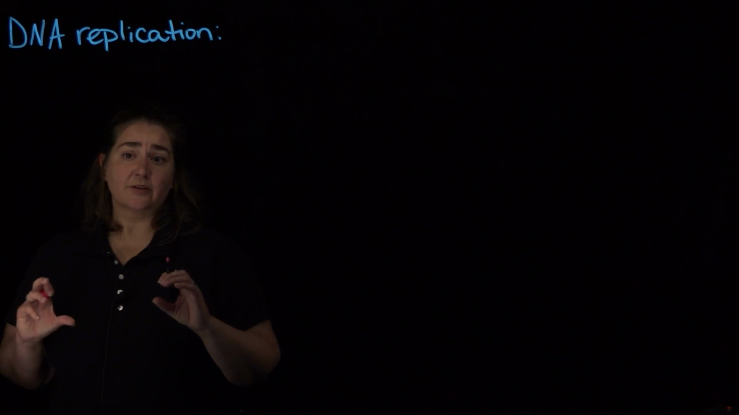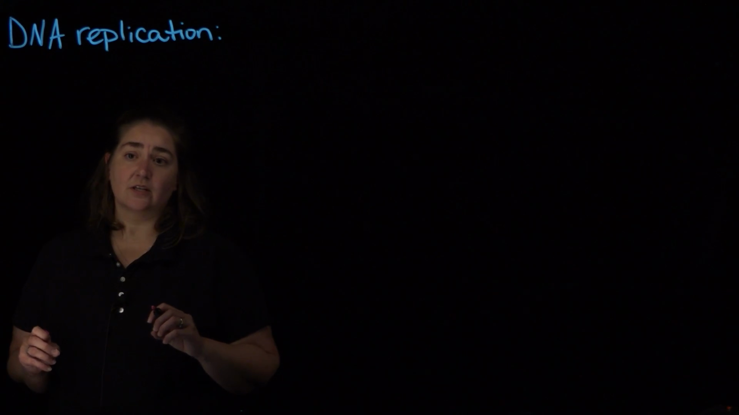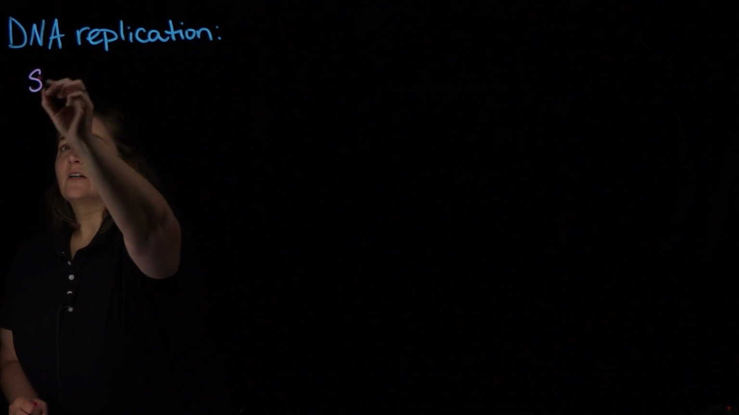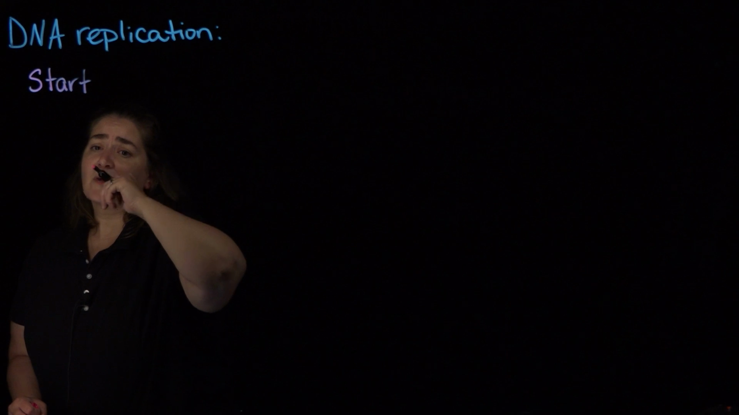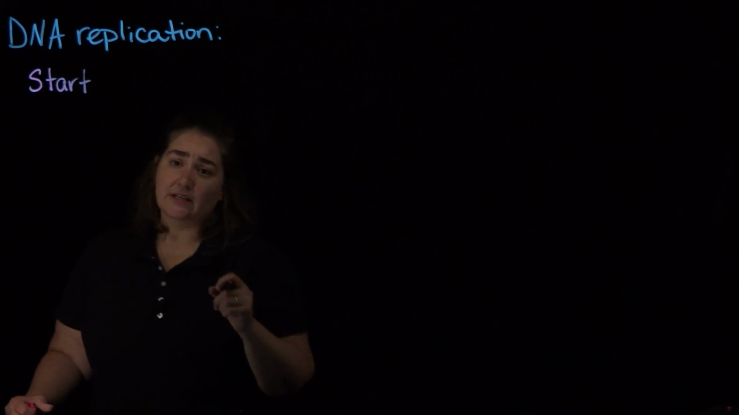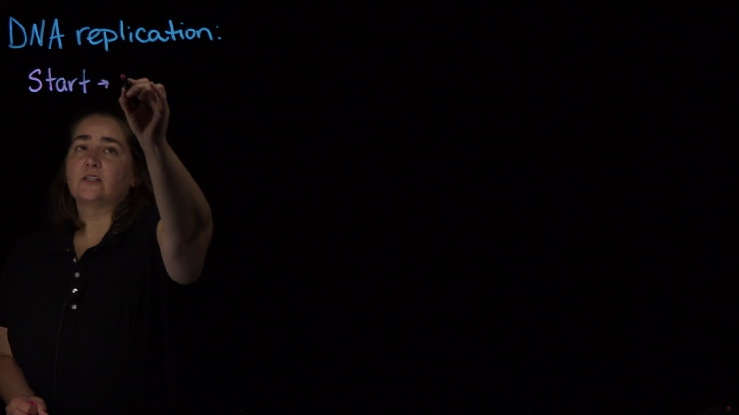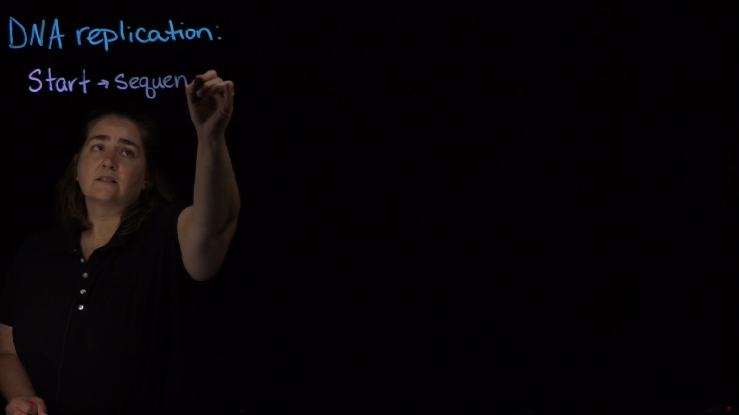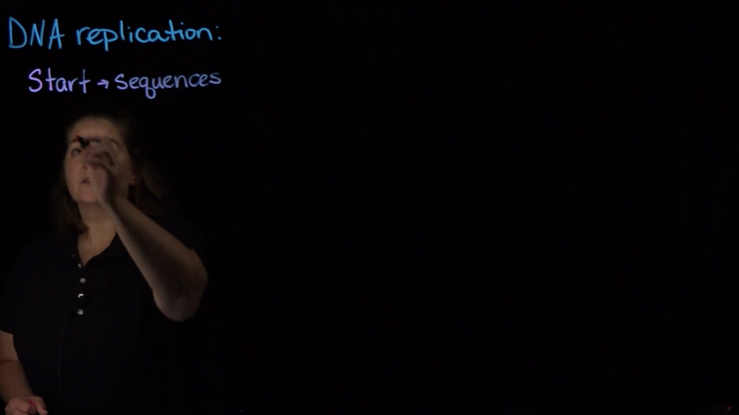I talked a little bit about the replication fork, about the enzymes involved in DNA replication, the base pairing that happens. Now we're going to talk, and I know this is a little counterintuitive, but we're going to talk about how we start DNA replication, okay? Because DNA replication is going to start at specific sequences. And I'm not going to ask you to tell me what those specific sequences are, all right?